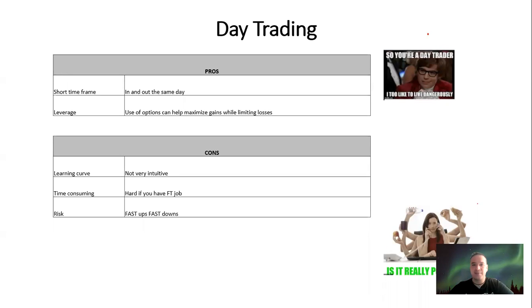So what are the types of trades? We have day trading, right? Day trading is a short time frame. You're in and out, usually in the same day, at the most 2 days, but usually you enter, let's say on a Monday, and Monday, midday, afternoon, at the most, you're out. So that's one of the pros, right?